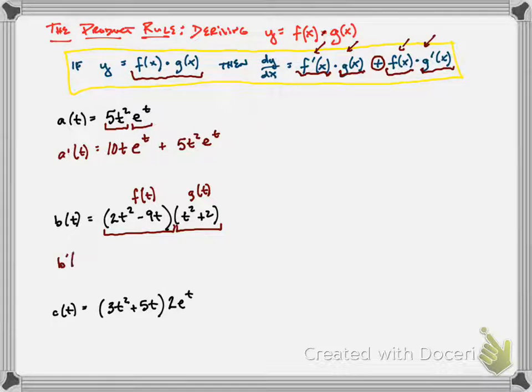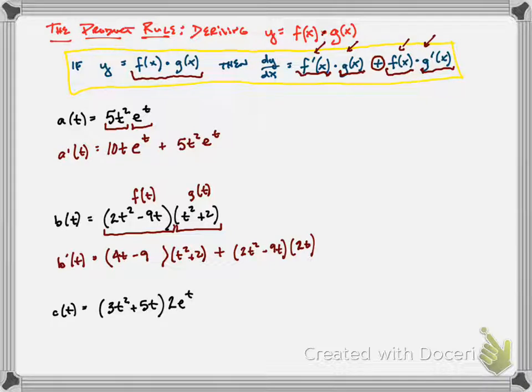So b prime of t is equal to the derivative of the first, that's 4t minus 9, times the second, t squared plus 2, plus the first, 2t squared minus 9t, times the derivative of the second, 2t, and 2t plus 0 in this case. The derivative of t squared plus 2 is 2t.